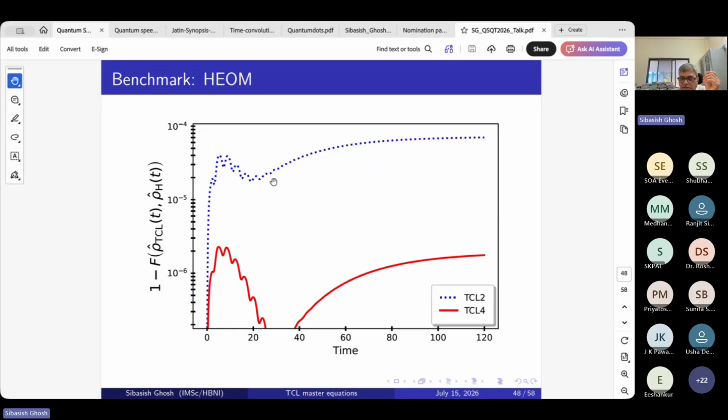So if you plot it, the dotted blue one is for TCL2, so the error is a bit higher compared to the TCL4. If you take TCL6, it will be even lower. So it tells you that, and these are all of the order of 10 to the power minus 6, 10 to the power minus 7. So it is quite well matching with the exact dynamics. Exact means, of course, under this HEOM.